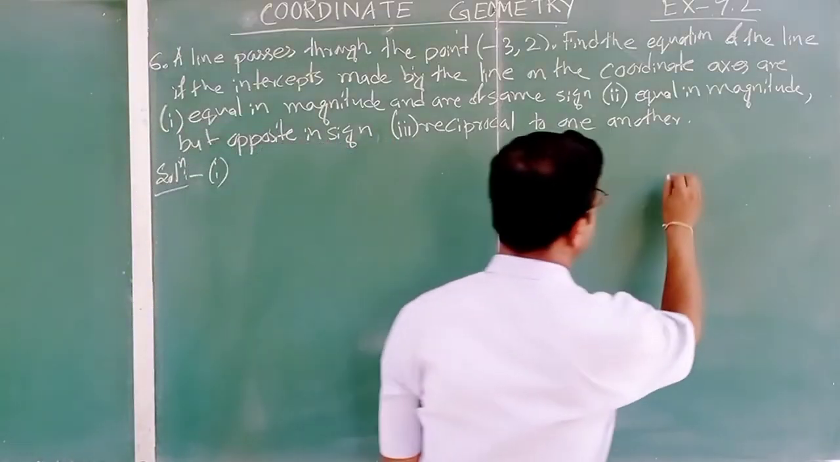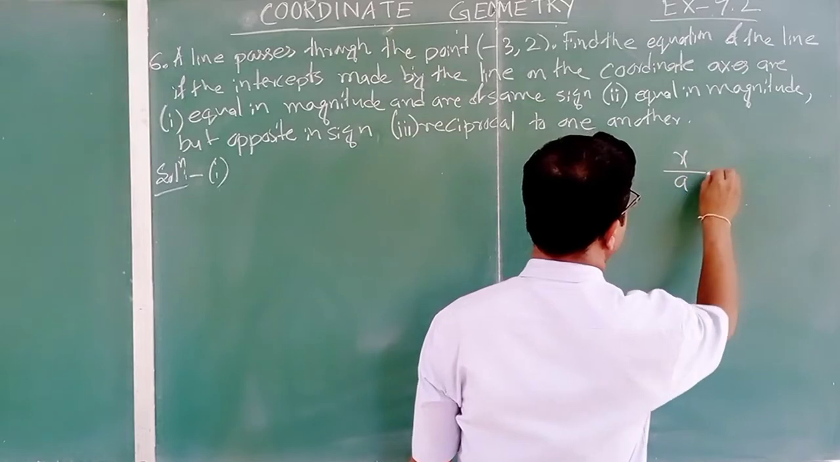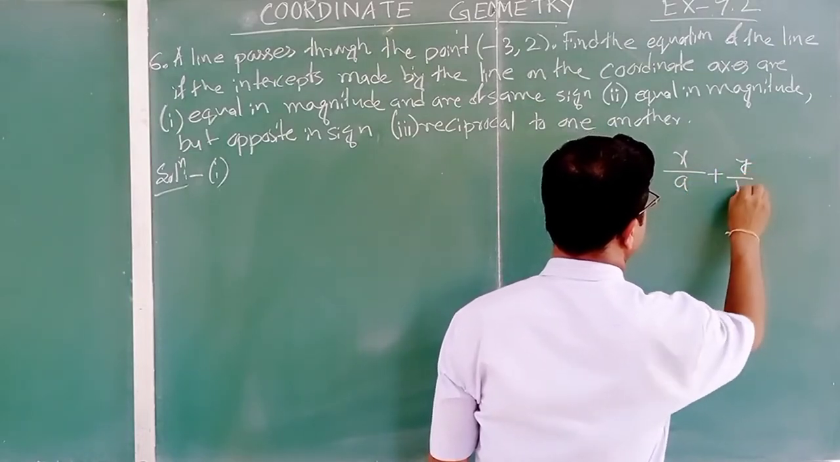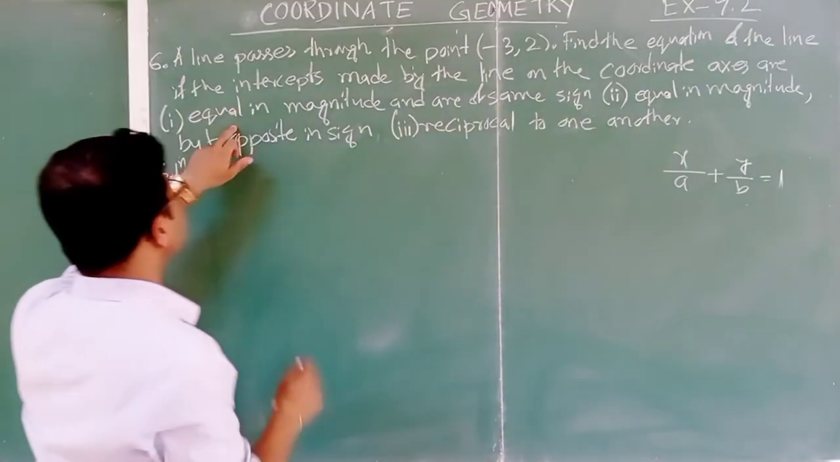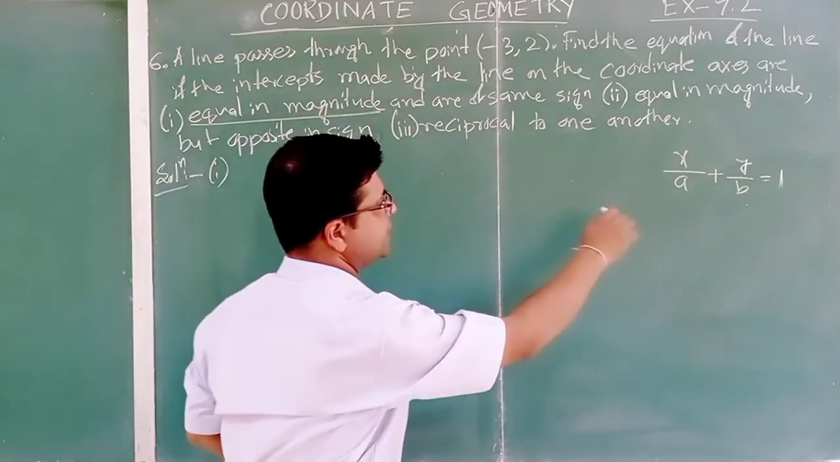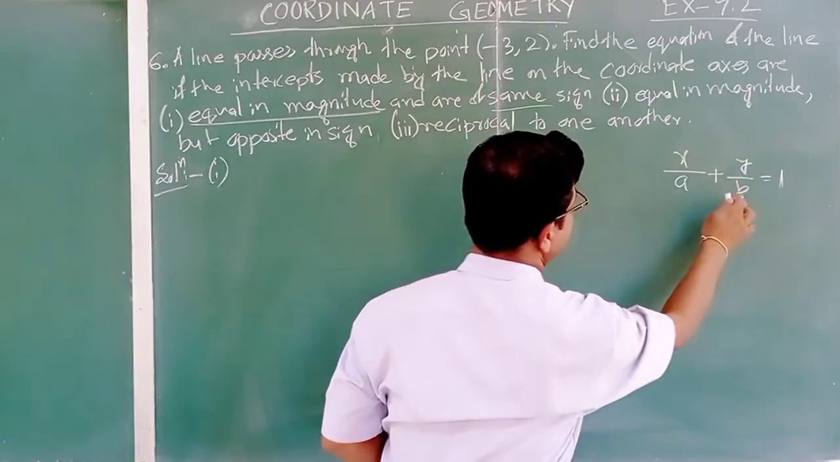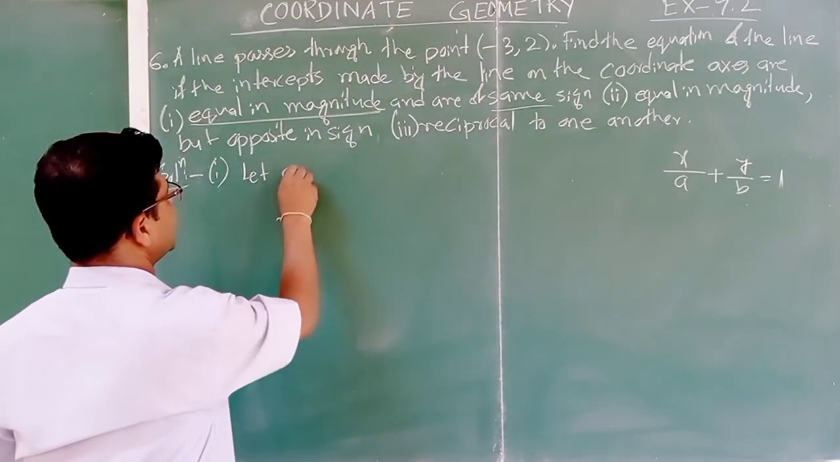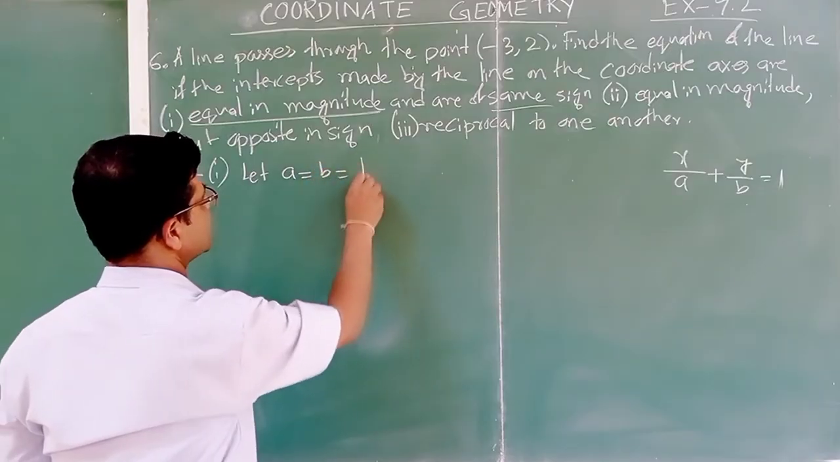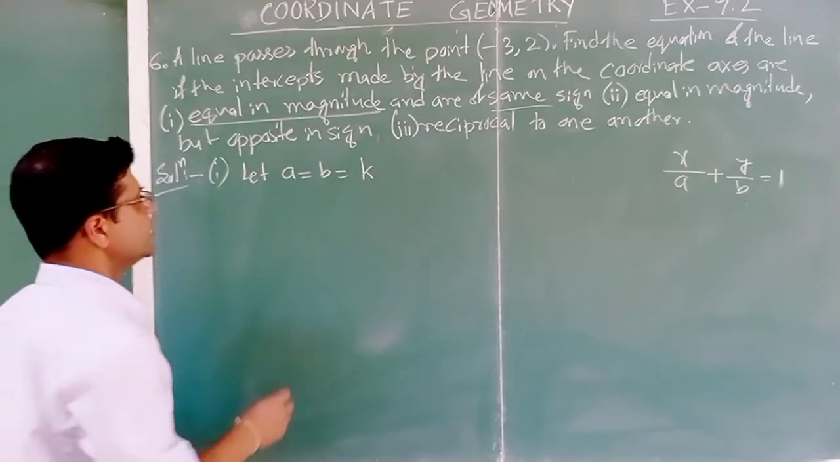So this is in the intercept form. The equation is in this form, x by a plus y by b is equal to 1. Here the intercepts are equal in magnitude, that means these two are equal, and of the same sign, that means a and b are equal. So let us consider a and b both are equal, let us consider b equal to k.